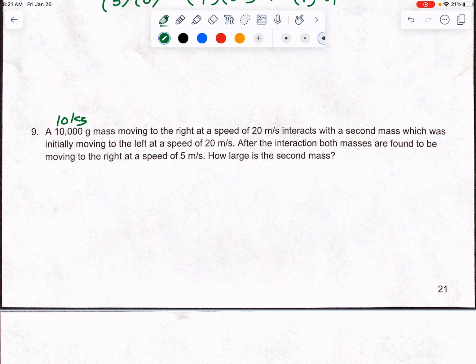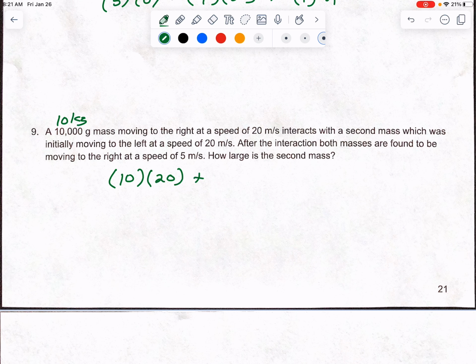So in this case, it says they're both moving to the right at 5 meters per second after the interaction, so that means they're stuck. So this is going to be where they're separate in the beginning and then stuck in the end. So mass 1 is 10 kilograms. It's moving to the right at 20.